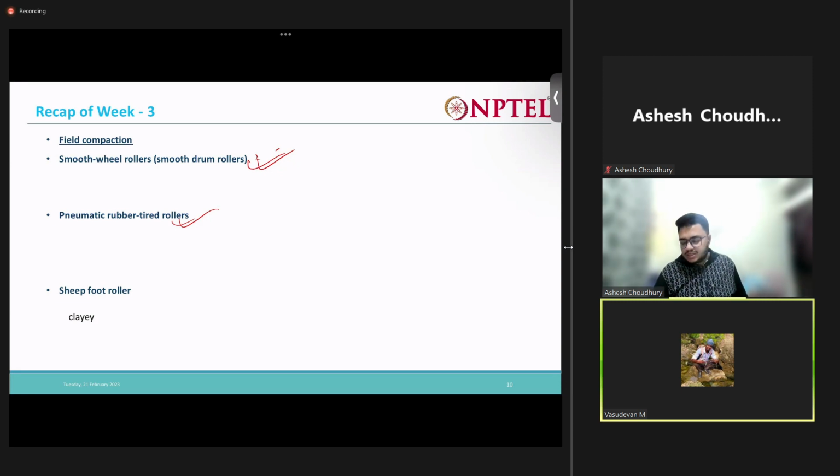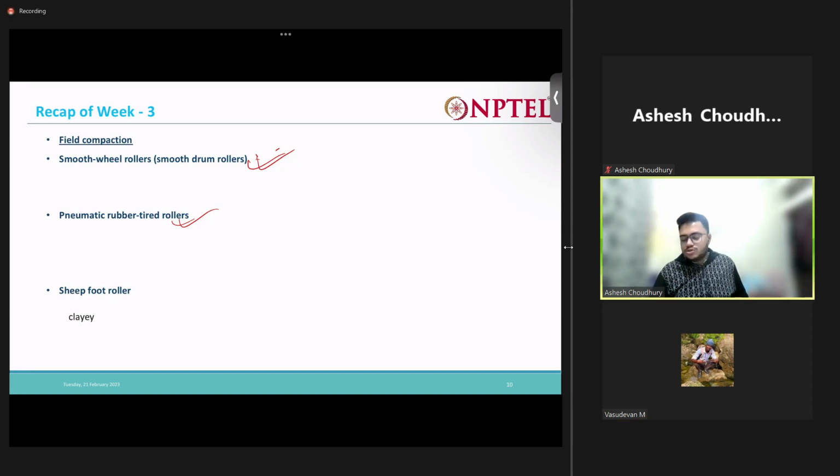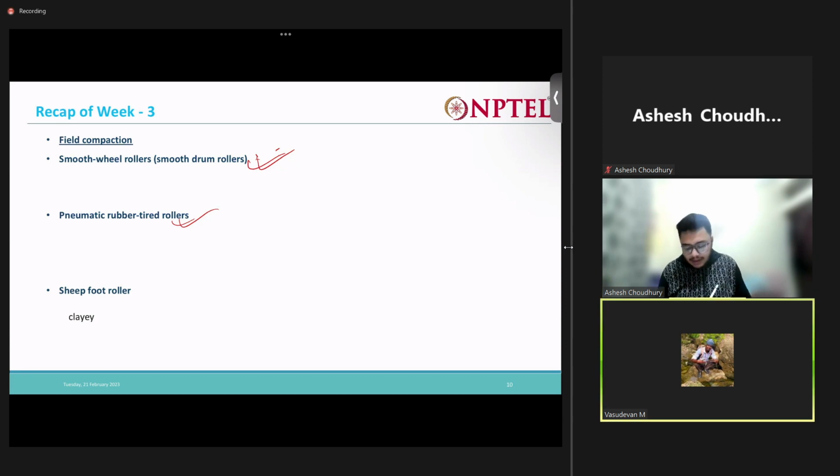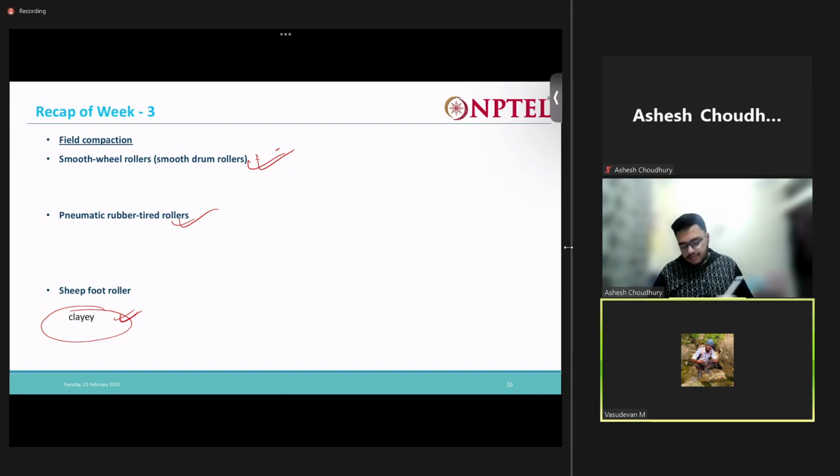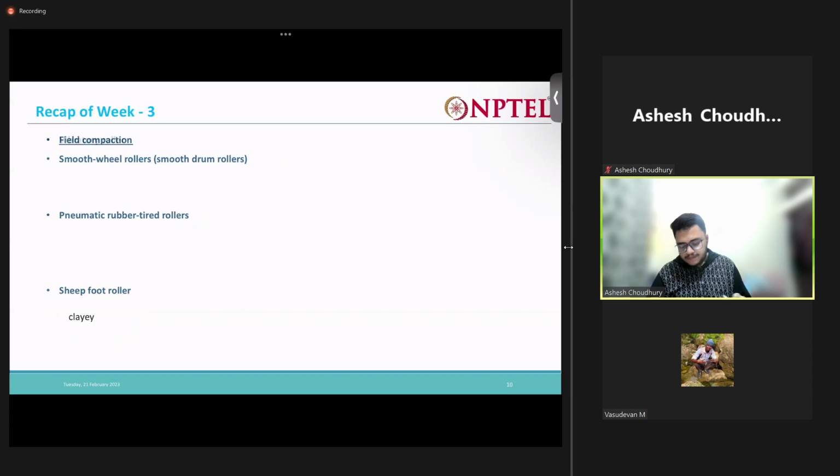Then we have the sheep foot roller. These rollers have a drum, and on the drum there are certain projections. These projections mainly help in compacting clay soils. Sheep foot rollers are mainly used to compact clay soils. They are very helpful in compaction of clay soils. So if anyone asks you what kind of roller to choose when the soil at the site is clay, your answer should be the sheep foot roller.